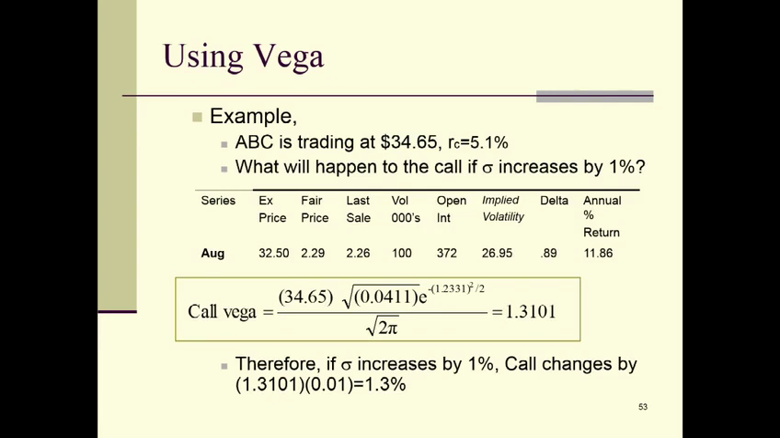So here's an example for Vega. Again, input the numbers, you get 1.3. So what we're saying is that the call will change by 1.3%. Now, if you look at this number here, 1.3%, you notice that of all the Greeks that we talked about today, this change is the highest, right? So it tells you that Vega is one of the most, if not the most important Greek that you need to consider. Okay?